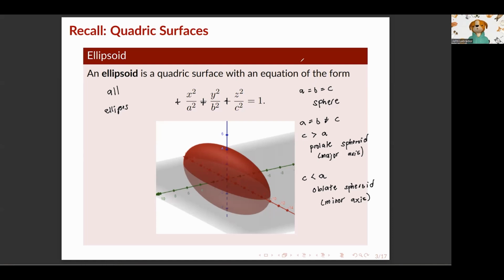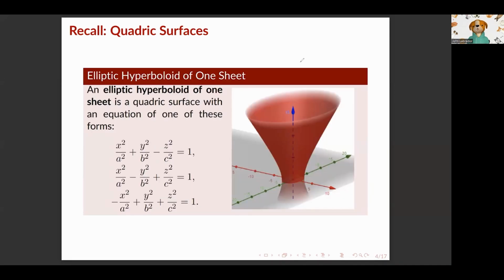So that would be it for the ellipsoid. Second on the list is the elliptic hyperboloid of one sheet. It is a quadric surface with an equation of one of these forms right here. As you can see, there is still 1 on the right-hand side of the equation. And this time, there is exactly one negative squared term. It is in the name itself, elliptic hyperboloid of one sheet. As you can see, there is a continuation here. There are no gaps. Looking here, the graph shown is the manifestation of the first equation.